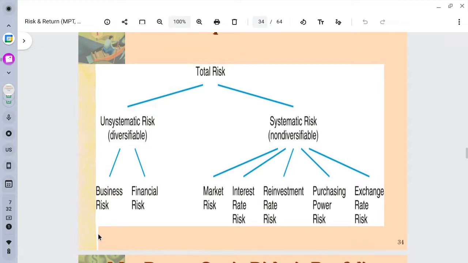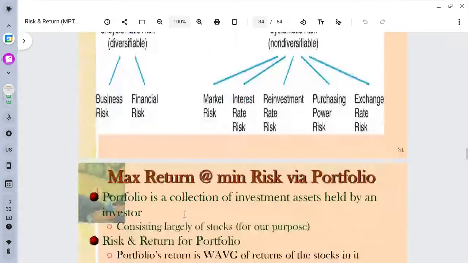Why? If an earthquake hits California, the orange harvest will be ruined. Orange trees will be ruined, right? Oranges will be ruined. And when the orange harvest is ruined, orange juice prices rise, and that affects the restaurant industry. That's an example of business risk. So it varies industry by industry.